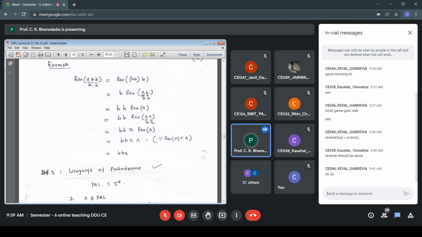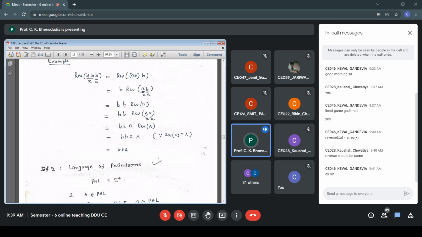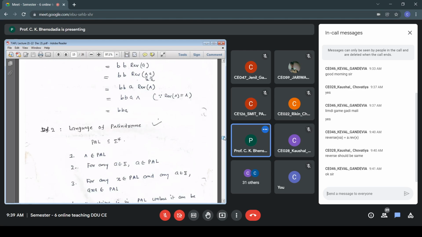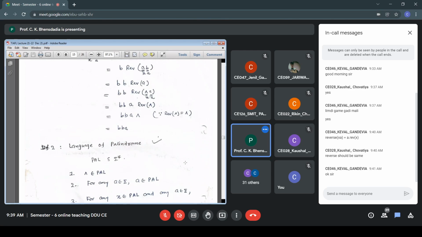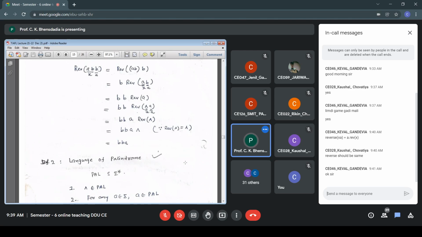So all the symbols are palindromes. That is my rule number 2. For any A belonging to sigma, where sigma is the set of all input alphabets, A belongs to the palindromes. All elements of sigma are palindromes.